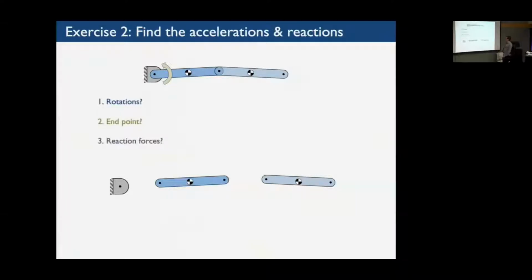Okay, so again, the question is, what rotations do you expect from the two bodies? What do you expect at the end point? And maybe, what do I mean by end point? Let's talk about two endpoints. There's the endpoint of the first body, and then there's the endpoint of the second body. And then also, what do you expect in terms of reaction forces? So again, if you can talk to your neighbor for a minute, just see whether you can agree on what's going to happen in this system if we are applying our upward torque on the proximal end.